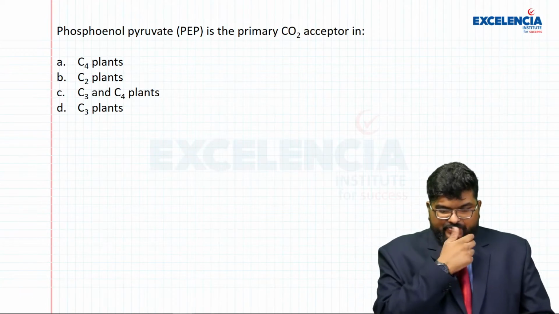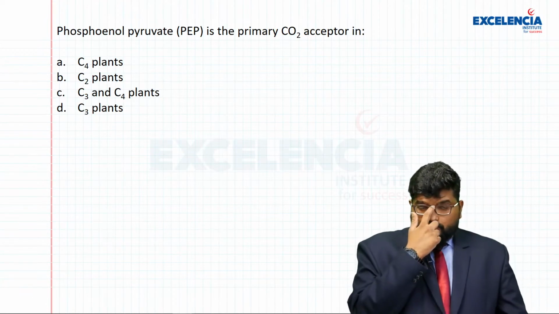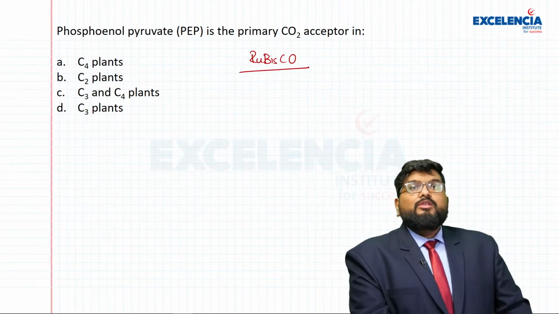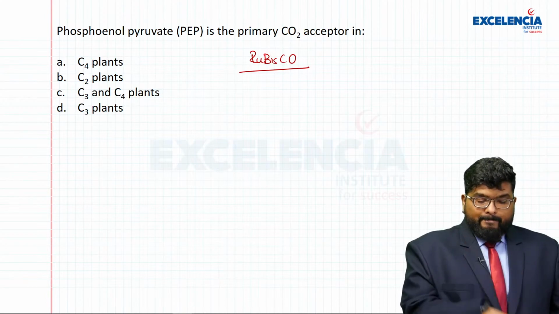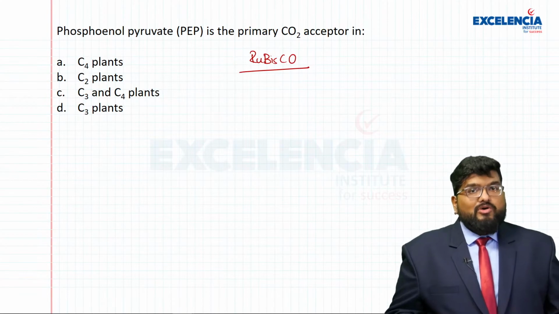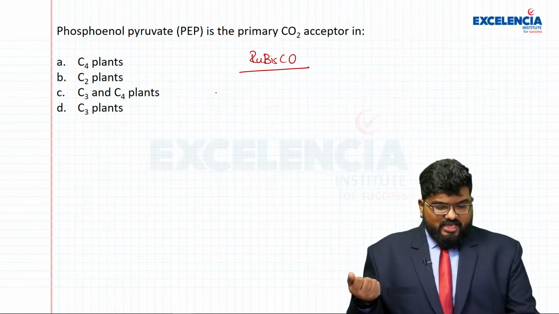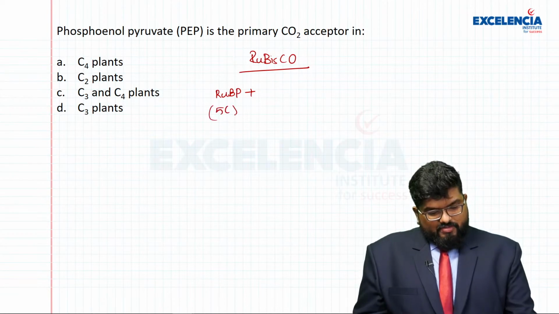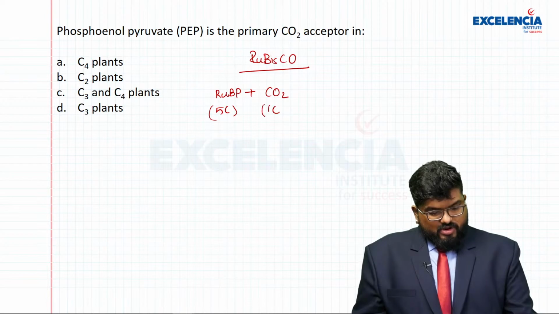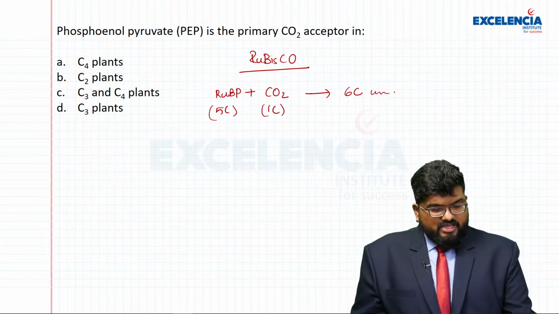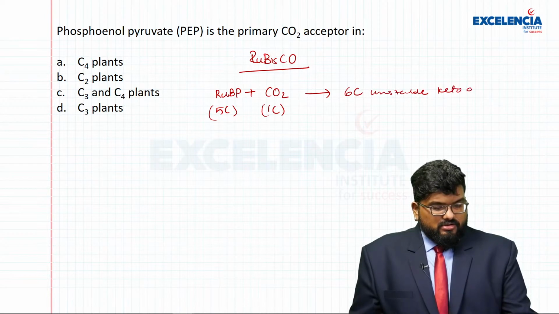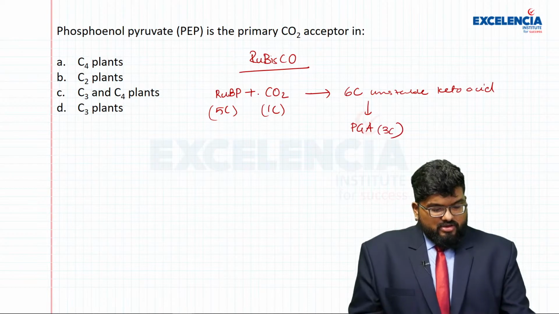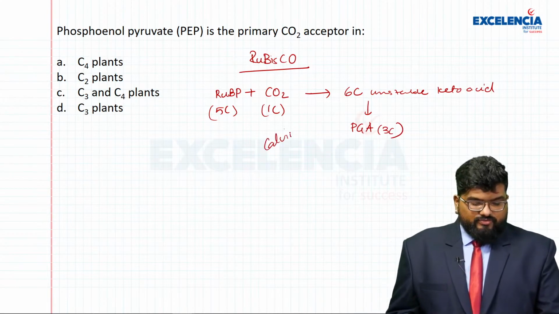Phosphoenol pyruvate, PEP, is the primary CO2 acceptor in ribulose bisphosphate carboxylase oxygenase, the most abundant enzyme in the living systems. Okay, RuBisCO is a carboxylase as well as an oxygenase. When it is a carboxylase, it takes up carbon dioxide and gives it to ribulose bisphosphate, which is a 5-carbon compound. Carbon dioxide, another 1-carbon compound, gives us a 6-carbon unstable keto acid, which breaks down to phosphoglyceric acid, which is a 3-carbon compound. Yeah, and the Calvin cycle proceeds to glucose formation.